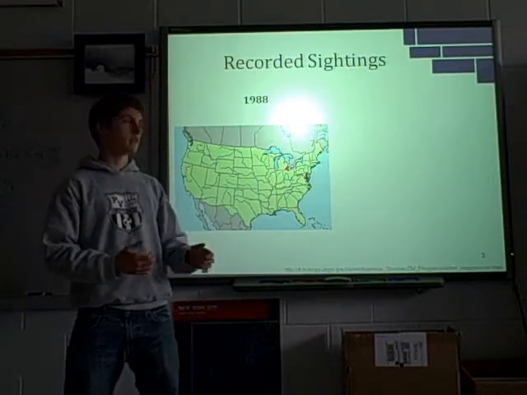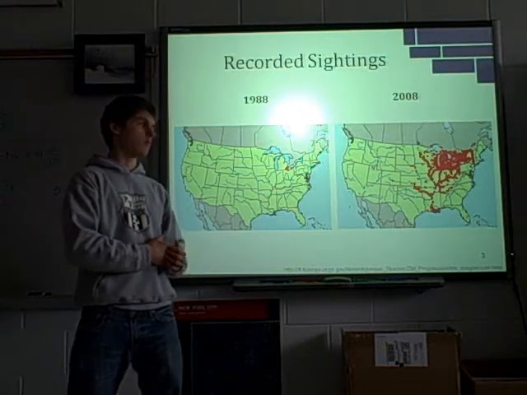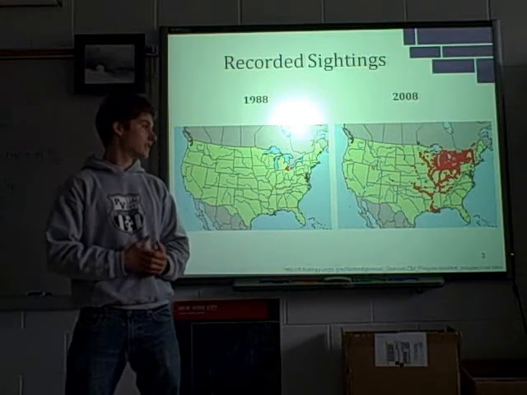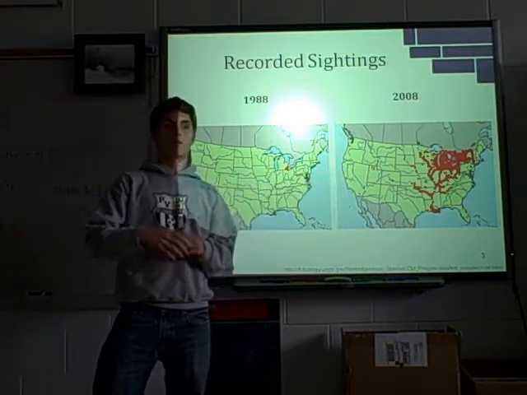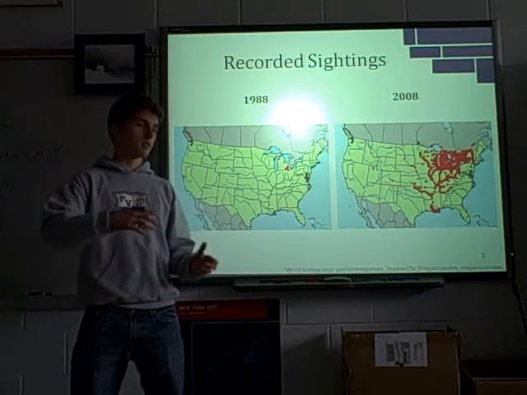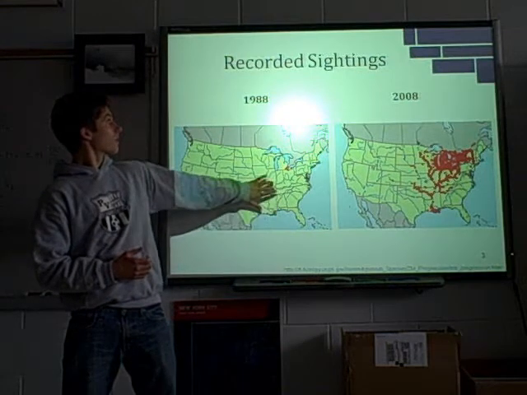We have a few recorded sightings, and then in 2008 we have many more recorded sightings throughout the bodies of water in the eastern United States, radiating outward from the Great Lakes. As you can see, they have a pretty wide tolerance in terms of water conditions, having colonized all the way down to the mouth of the Mississippi River Delta. So pretty adaptable in that way.